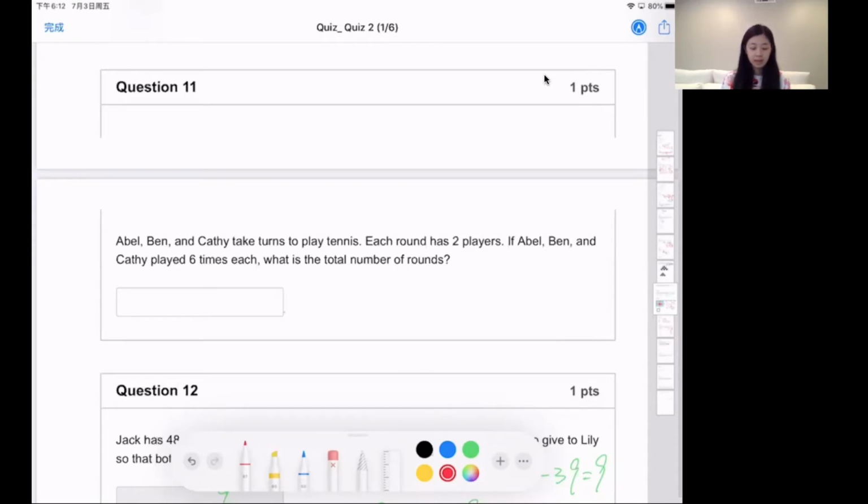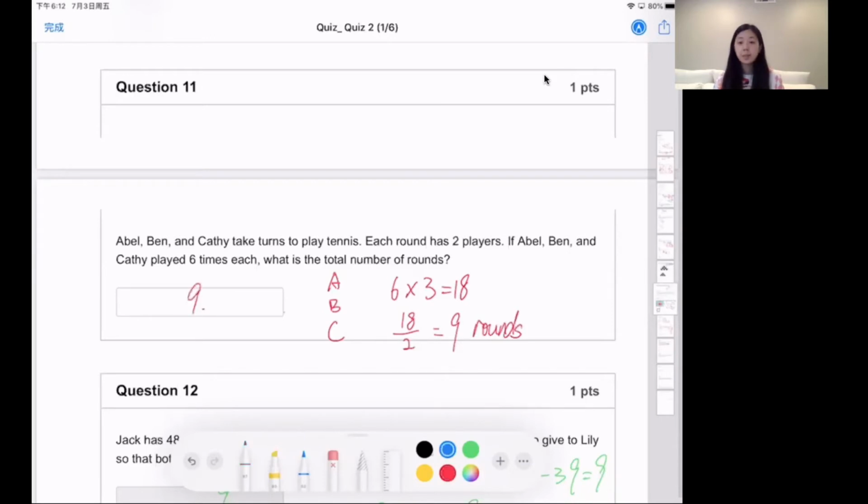Okay. The 3 of them play 6 times. 6 times 3, we get 18 times, right? And then each round has 2 players, so we use 18 times divided by 2 players equals 9 rounds, okay? So the answer is 9 rounds.